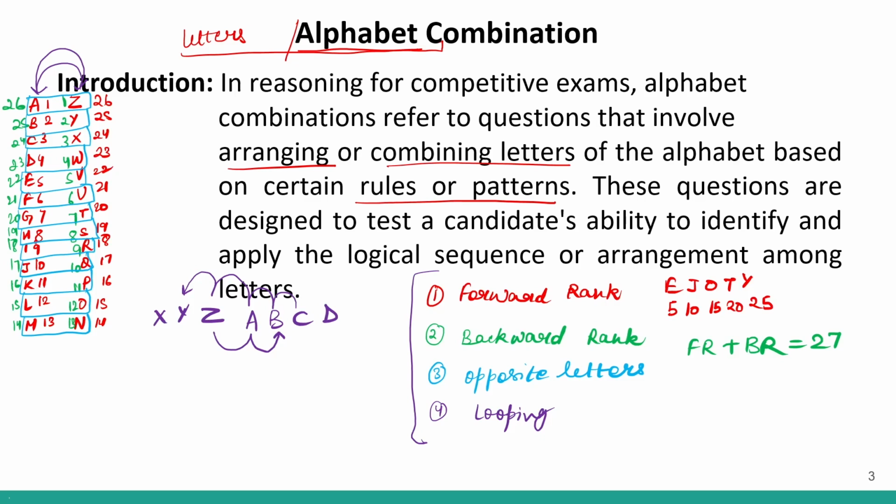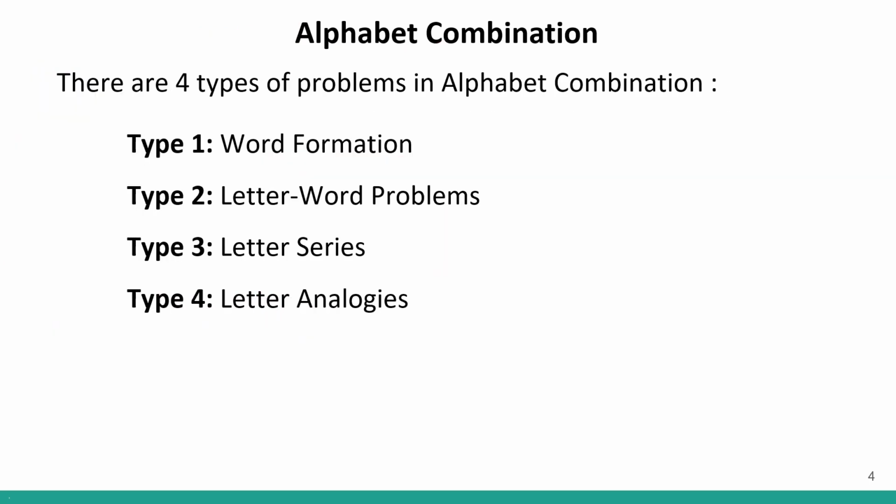So now let us look at the questions. In totality, there are 4 types of problems that you can get from alphabet combination in your competitive exams. Type 1 is word formation. What do you mean by word formation? For example, we are given a word, let's say stars, and we have to make a word using the second, third and fourth letters.